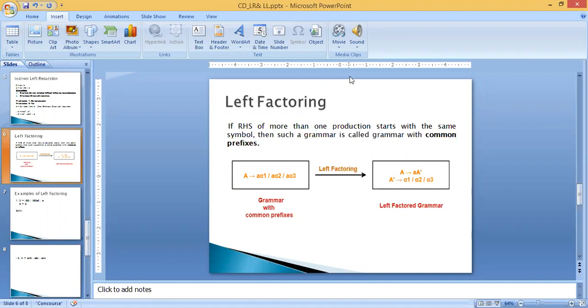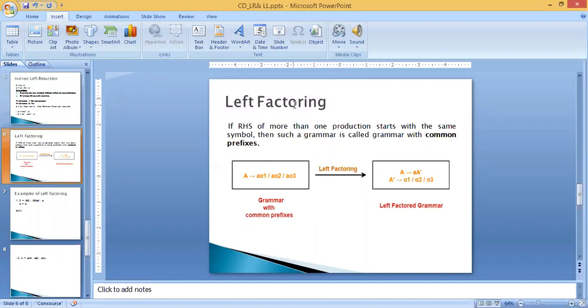So you guys know that there are two things which are not favored by top-down parsers. One is left recursion, which is not entertained by top-down parsers, and if there is any left factoring, you need to eliminate it, okay? So the sequence is, first you need to eliminate left recursion and then perform left factoring, okay? So we will see how to perform left factoring here, okay?